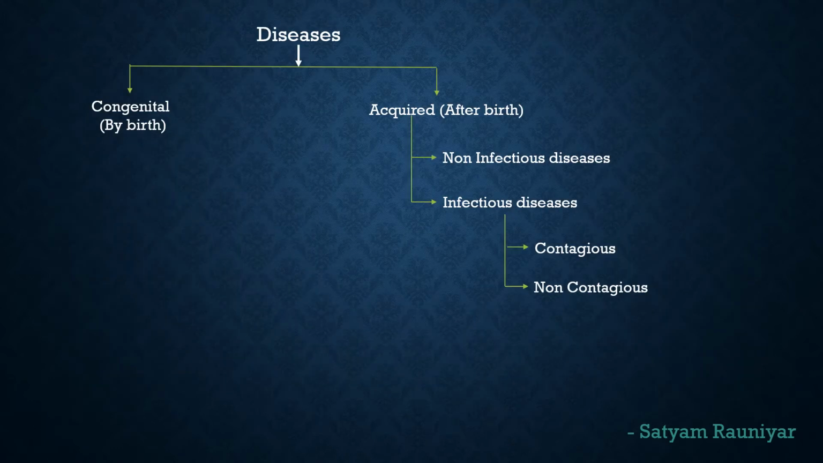Diseases can be classified as congenital and acquired. Congenital diseases are those which are obtained by birth, and acquired diseases are those which are obtained after birth. Acquired diseases are further classified as non-infectious and infectious diseases. Infectious diseases are also further classified as contagious and non-contagious diseases.